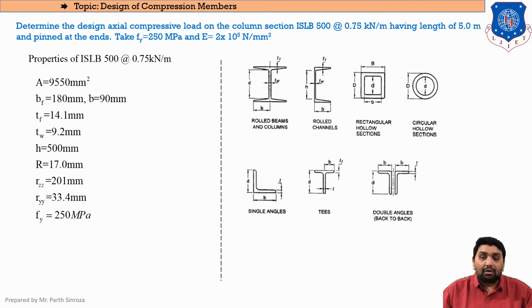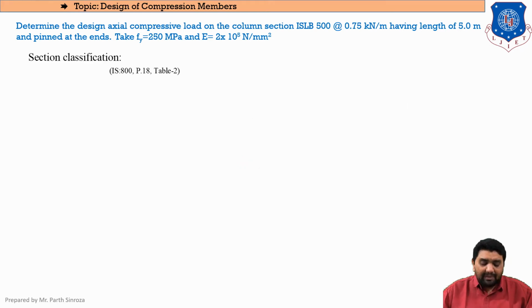Clear? So for equations or for solving the section classification, we will always require small b, that is BF by 2, as per this figure on page number 19. Clear? So these were the parameters.